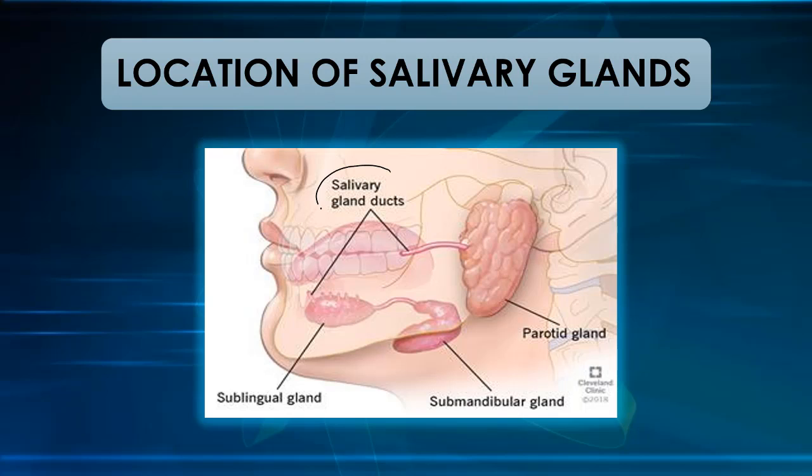These are the salivary gland ducts you can see. The parotid salivary gland opens into the buccal vestibule near the first molar. These are the submandibular glands. These are the sublingual glands.